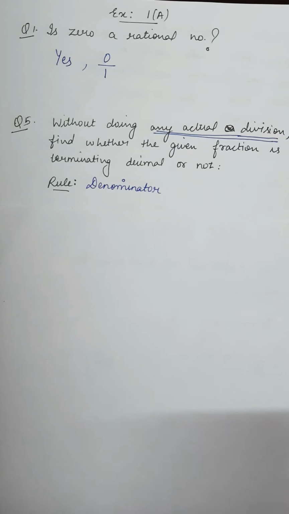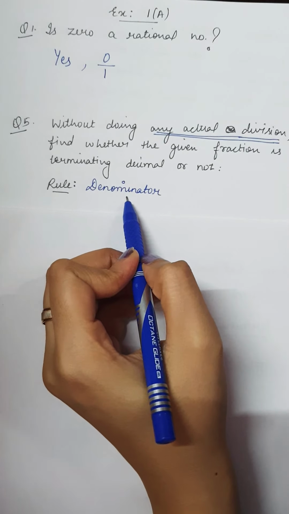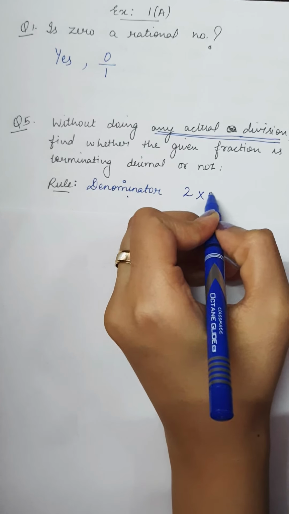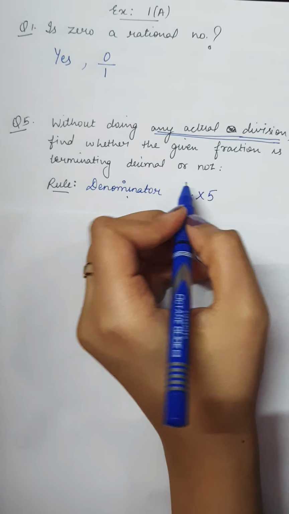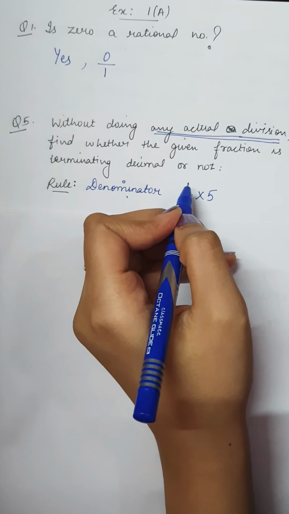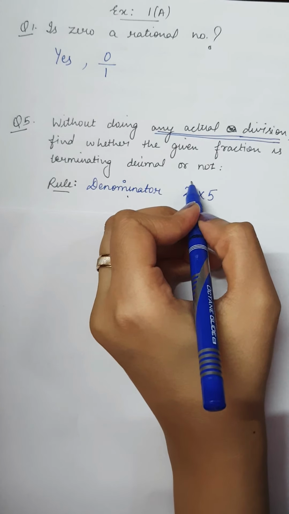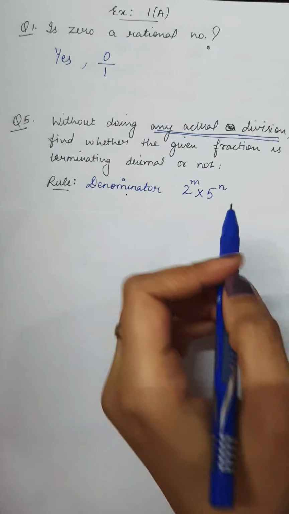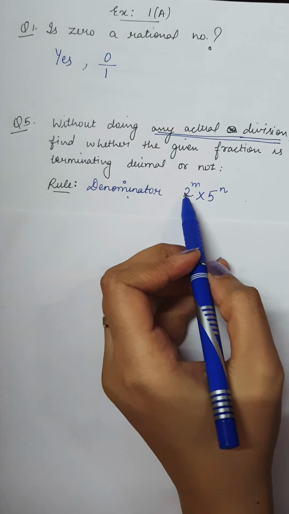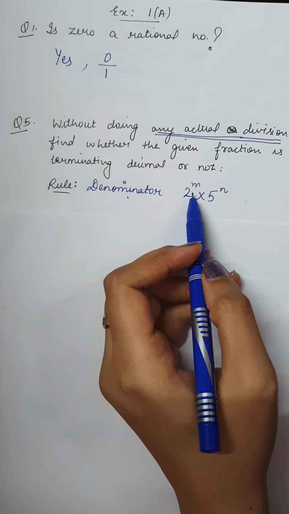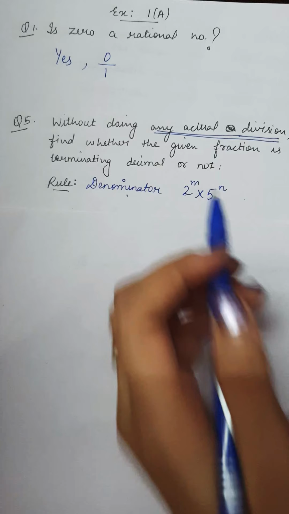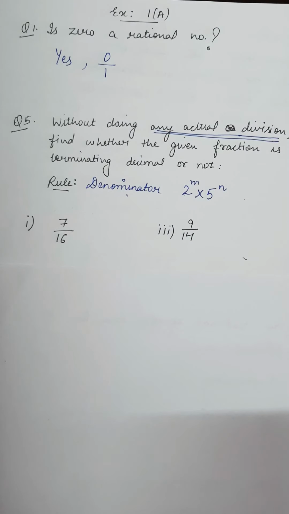The rule is, if I can express the denominator of that fraction as a power of 2 and 5, where 2 and 5 can have any power, it can be 0, 1, 2, 3 or so on. So let's say for the symbols m and n, there should be no other base. It should not contain 3 or 7 or any other number as base. Powers can be any. So let's try with some questions.